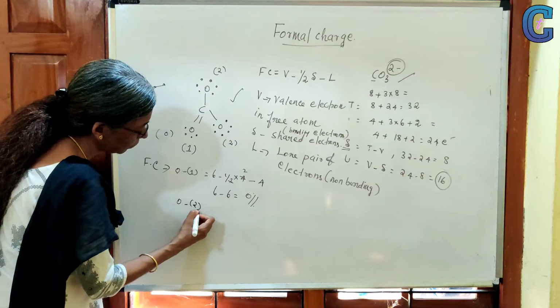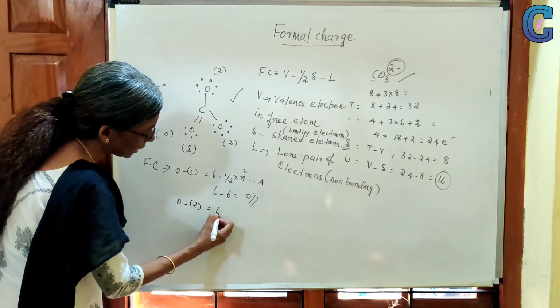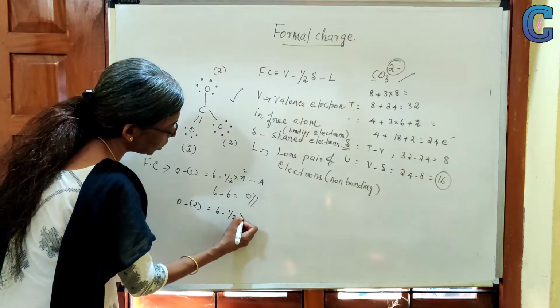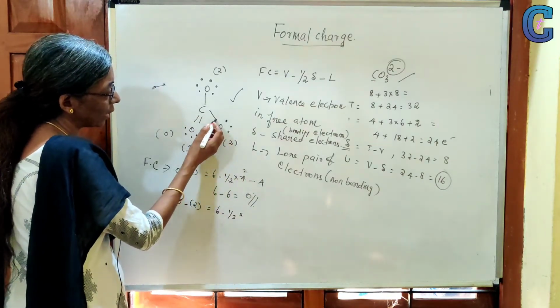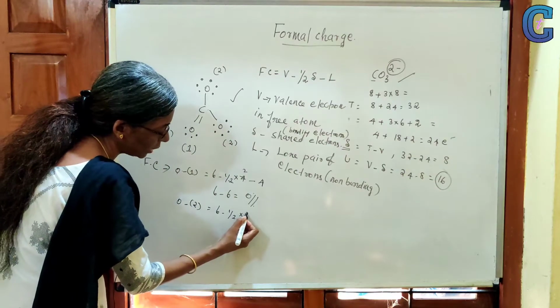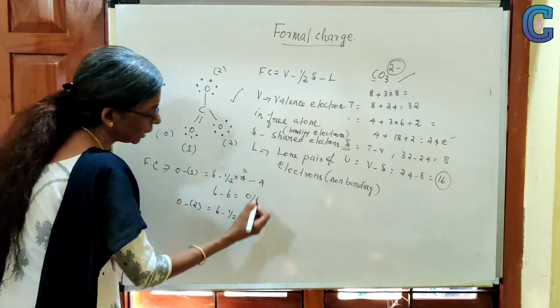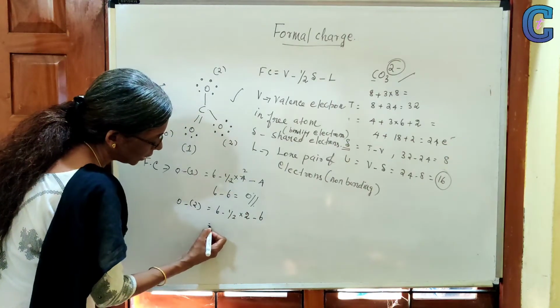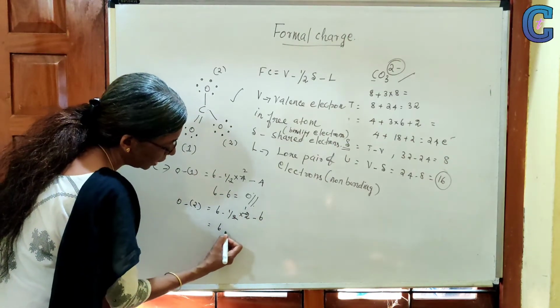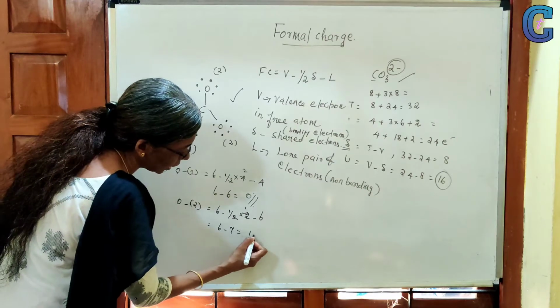Formal charge on oxygen 2 is equal to 6 minus half into shared electrons, 2, then minus non-bonding electrons, 6. So what you will get? 6 minus 7 is equal to -1.